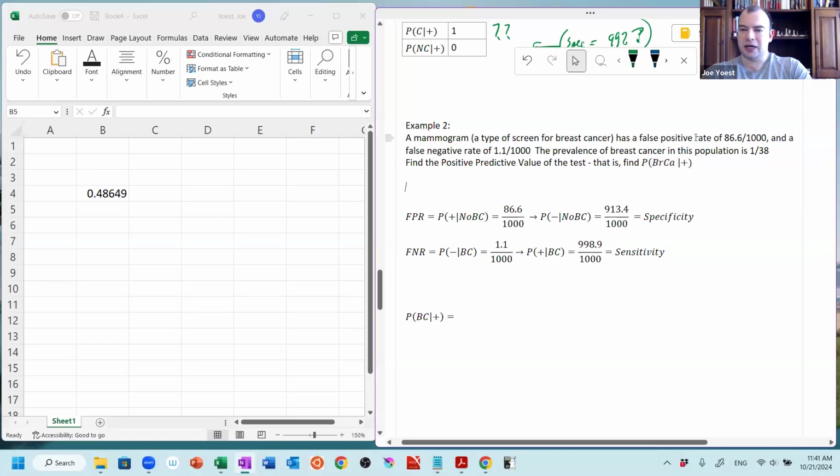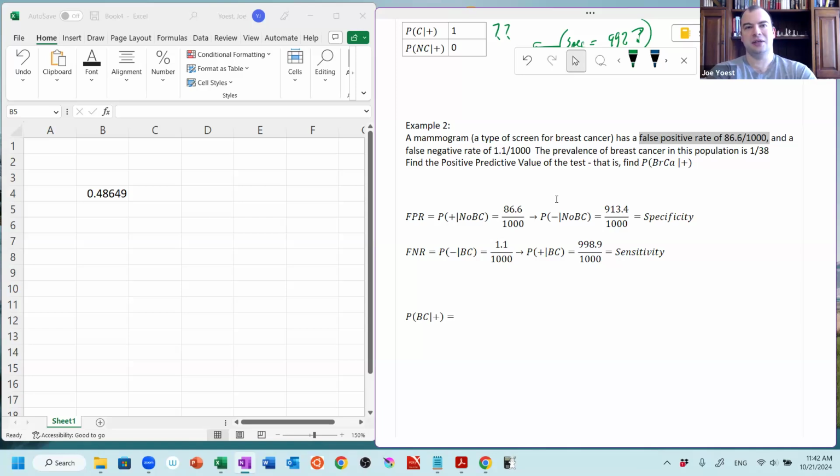Well, we have a false positive rate of 86.6 out of 1,000. False positive means the test came back positive. Remember, the test result is the thing I can see. If I'm the doctor or even the patient, I can't omnisciently see whether the patient has the disease. If they did, we wouldn't be talking about probabilities. We just say you have the disease or you don't. So the thing we can see is the test result. So false positive rate means I saw a positive test result, but it was incorrect.